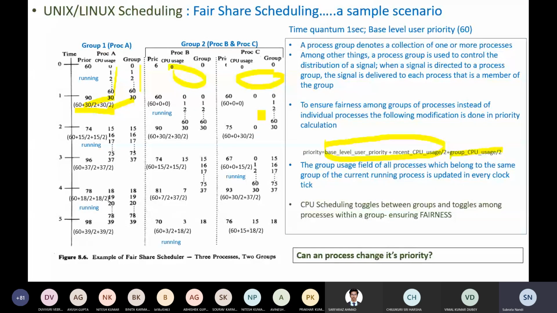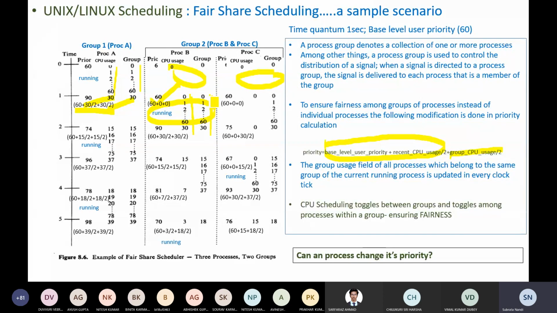So which one will be the next selected? Definitely this one, or this may be this or this, but let's assume this one. So now this is running. This is running means what happens? It accumulates ticks in the CPU usage because it is running, and it also accumulates, as you can see here, in its group usage.